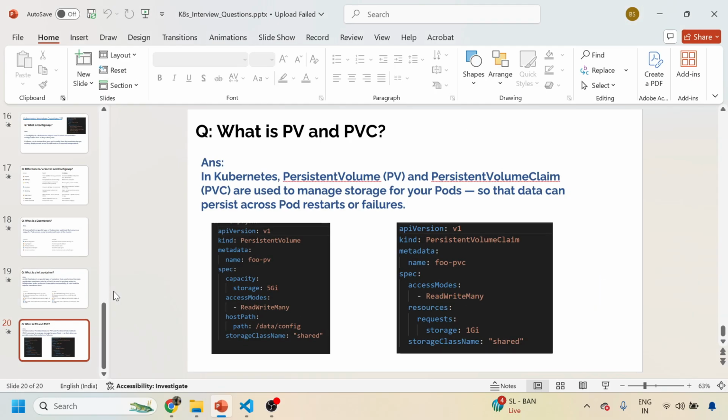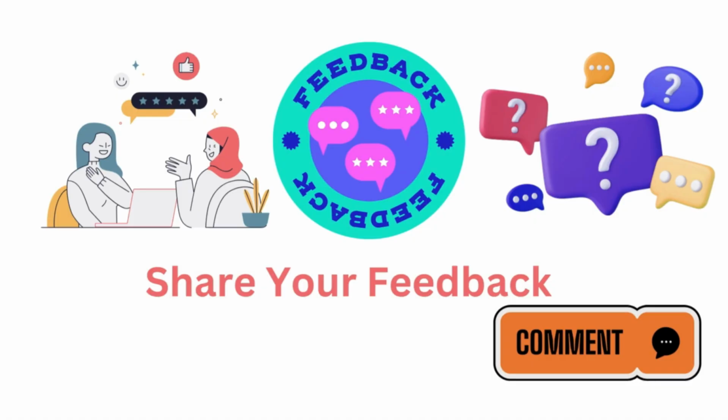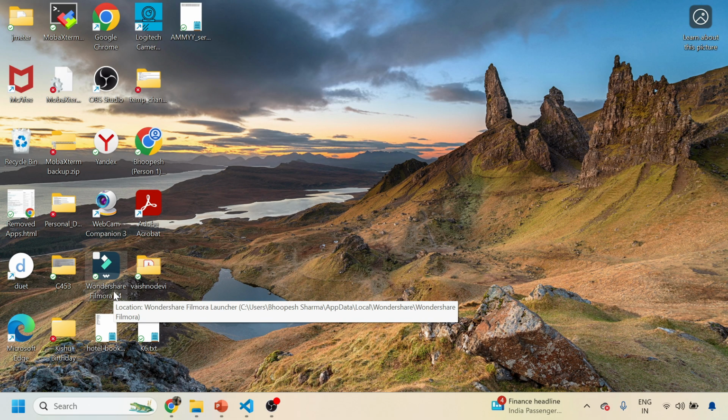That's it. I think it was a very quick session. We have talked about very small and basic questions of Kubernetes. We'll talk about more complex questions in Kubernetes in our next session.